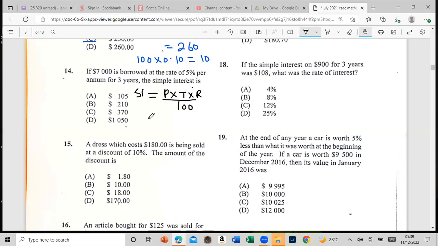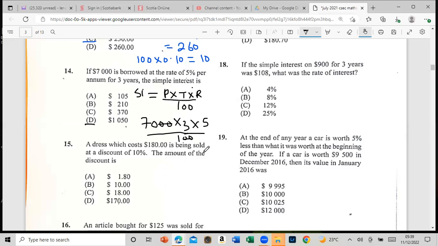Alright, so simple interest is equal to P times R times T. The principal is 7,000. Time is 3 years, and the 5% represents the rate, so that's 5 over 100. Then cancel from 5 over 100. 7 times 3 is 21, so that's 210. 210 times 5 is 1,050.